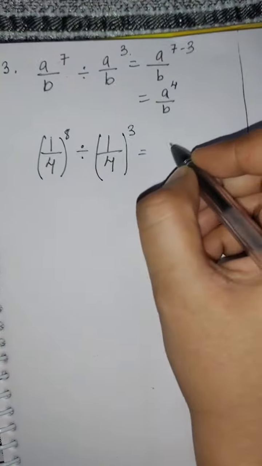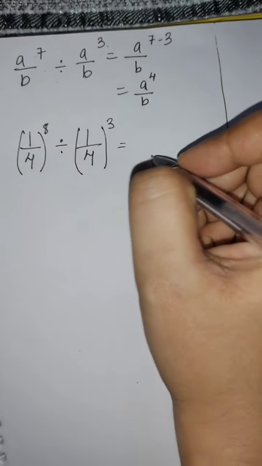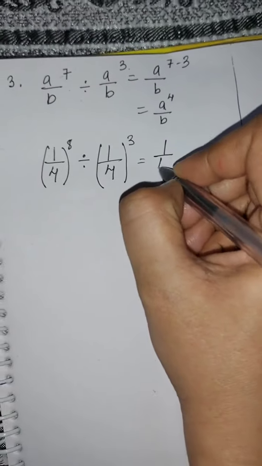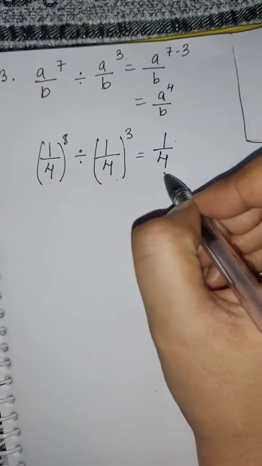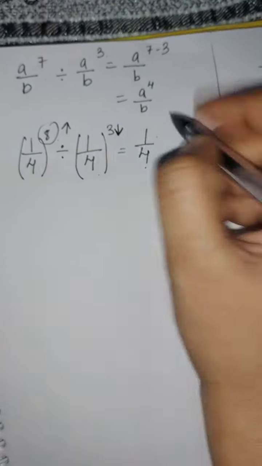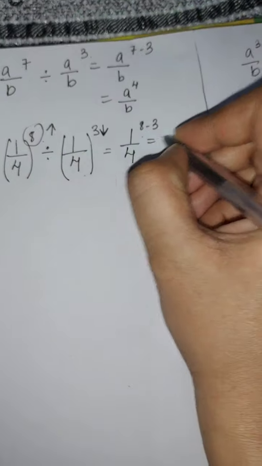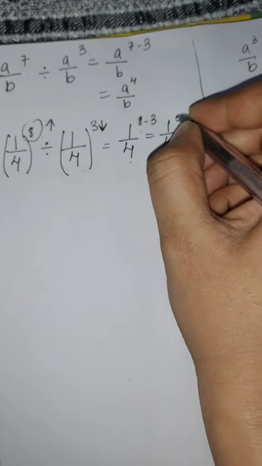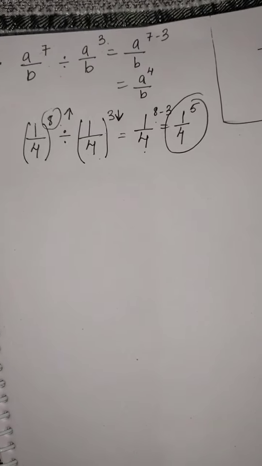So in this case, in the answer, instead of doing the sum, expanding it and wasting your time, you will apply the shortcut method. What does the rule say? Write the same fraction 1 upon 4, and if the first power is bigger and the second power is smaller, then the two powers get subtracted in this way. So the answer will be 1 upon 4 to the power 5. So this is the answer in exponential form.